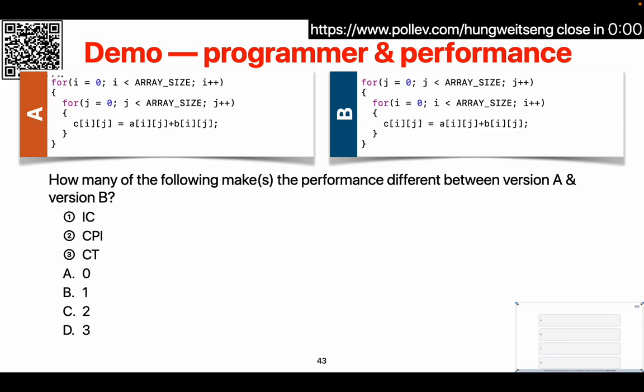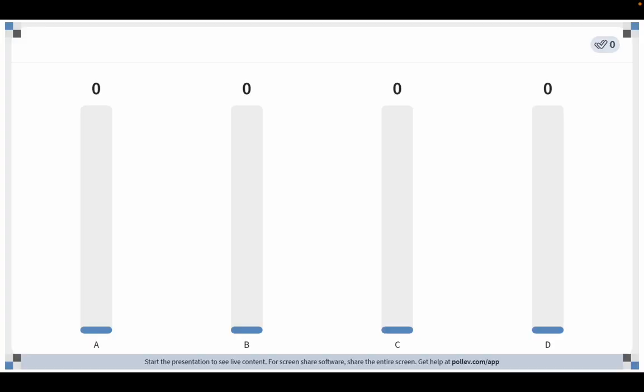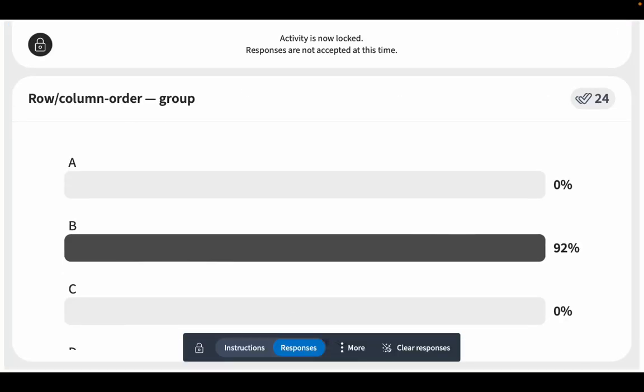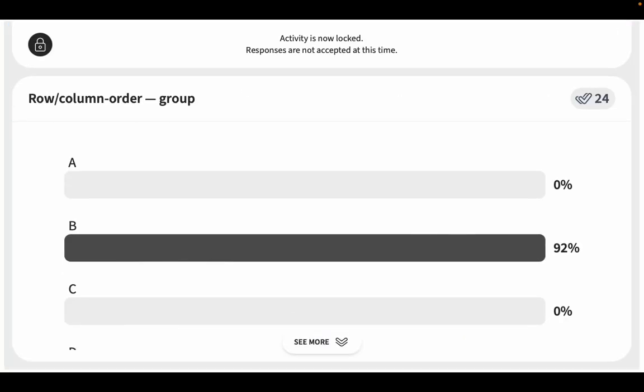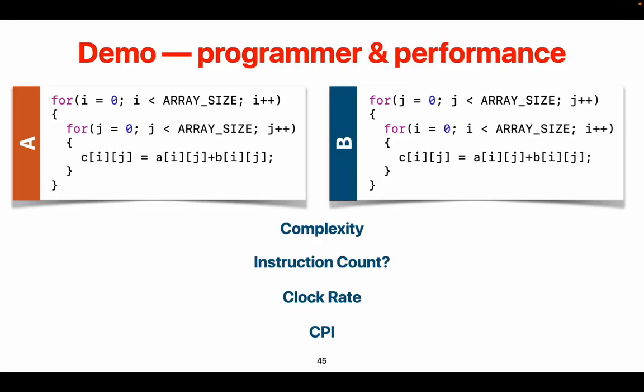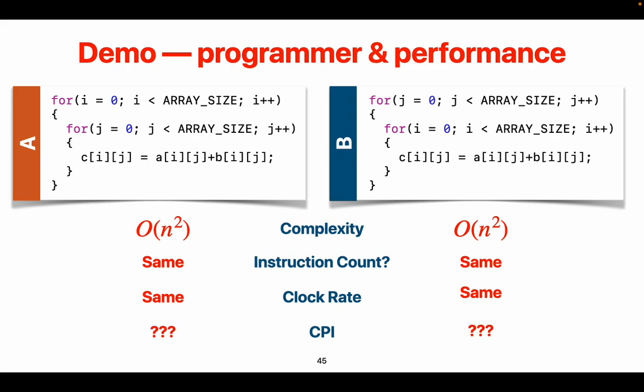All right, after the discussion, I know the answer is B, but which is that one? CPI. These two programs are the same. They have the same iterations of the loop, and the inner iteration has nothing different, right? So first of all, complexities are the same. Instruction count is the same. The same processor, and we don't do anything fancy to change the clock rate. So actually the CPI is the one that makes the difference.